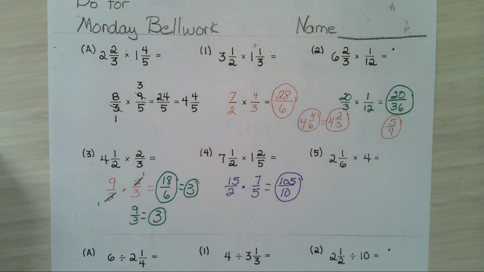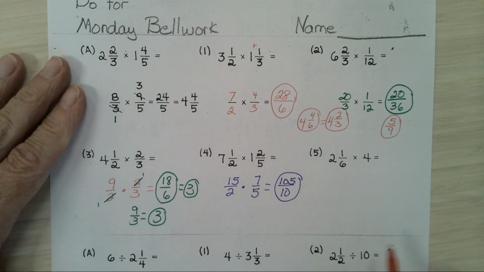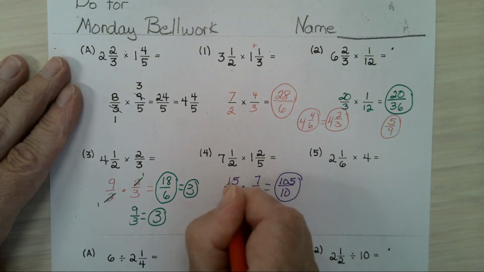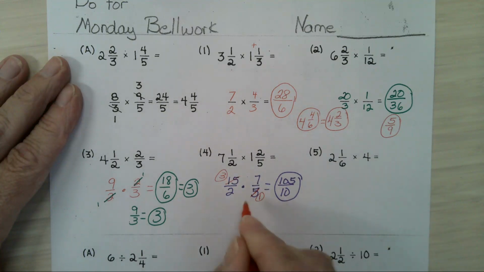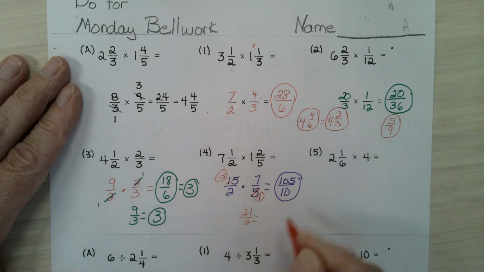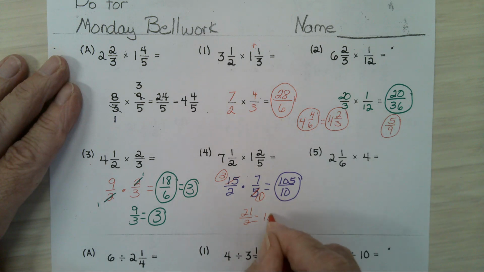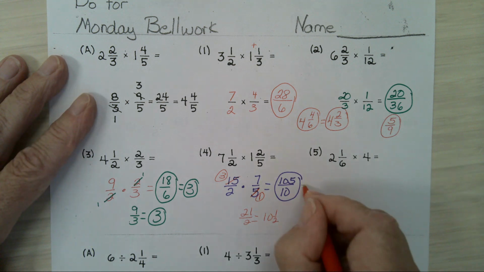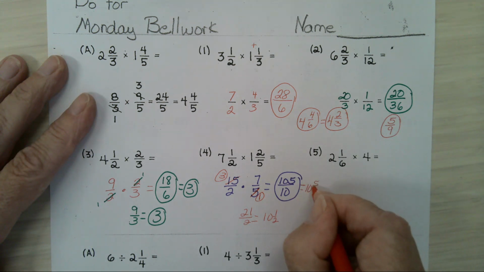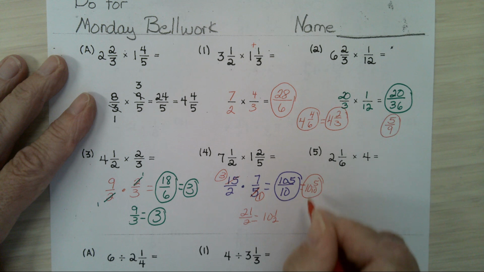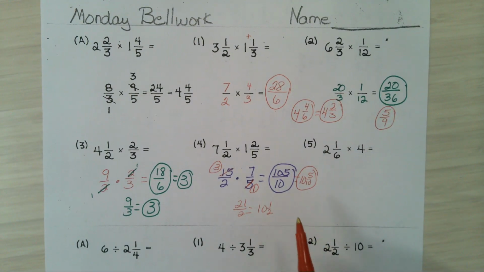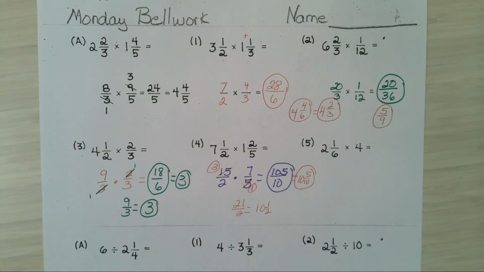Some of you would simplify before you multiply and say, hey, 5 divides 5 once, 5 divides 15 3 times, and you end up with 21 over 2, which equals 10.5. Which if you simplified this one, you get 10 5/10, and that also equals 10.5. But if you have 105 over 10, that would be fine. You don't have to simplify on your test.